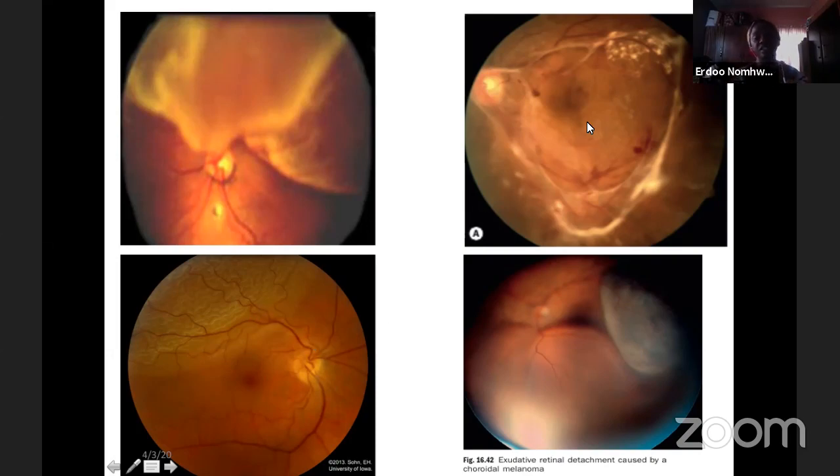And this is a tractional retinal detachment picture where you have the fibrovascular membranes, as you can see here, and some areas of retinal hemorrhage. Then for this, you have the exudative, with the convex-shaped appearance of the detachment. This is the exudative retinal detachment. We can actually see over here the choroidal melanoma. Then we have a subretinal fluid here in the form of a bolus-shaped subretinal fluid that is convex shaped.